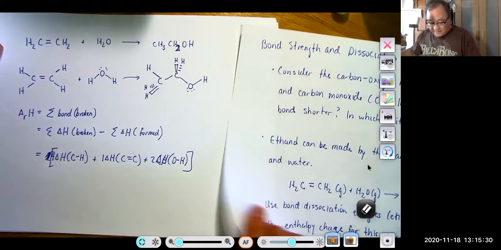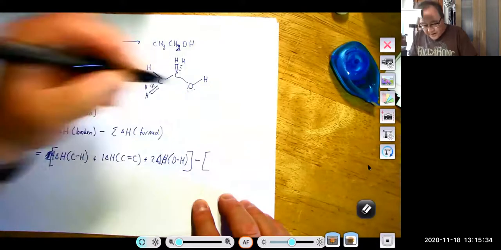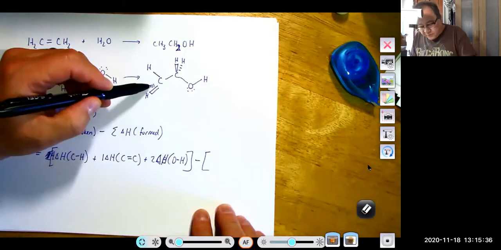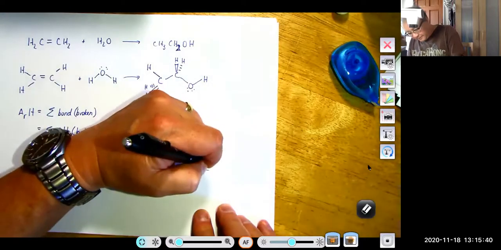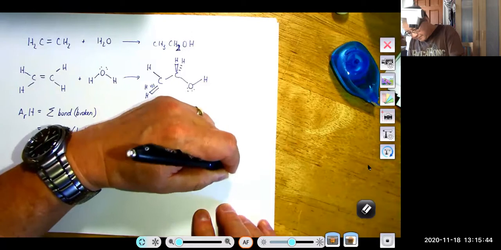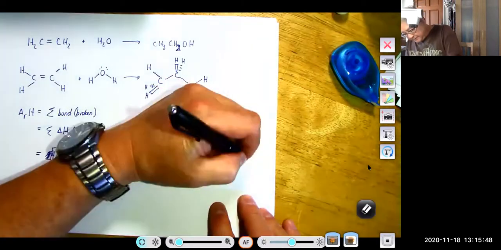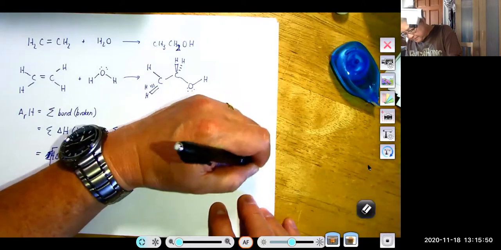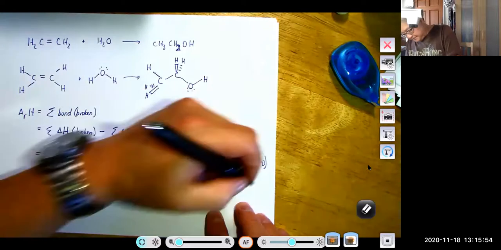Now, what do we have here in the product? We have 5 carbon-hydrogen bonds. We have 1 carbon-oxygen bond. And we have 1 oxygen-hydrogen bond.